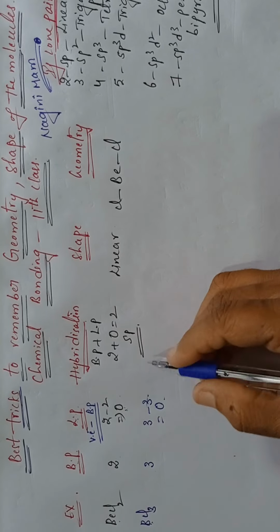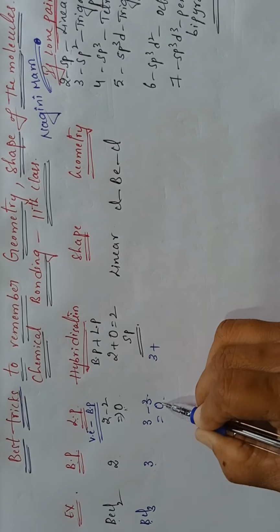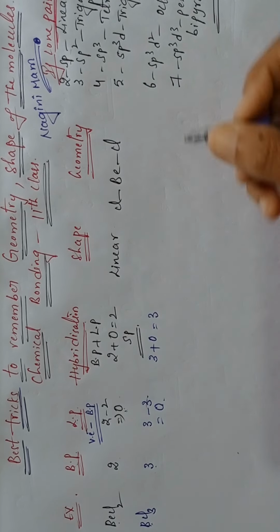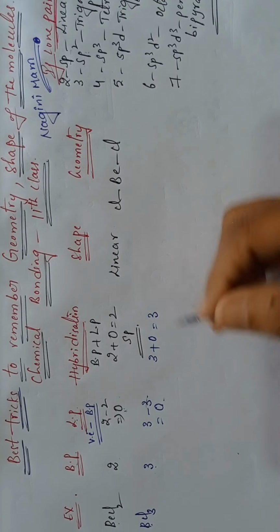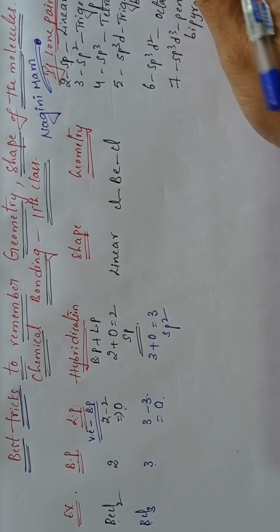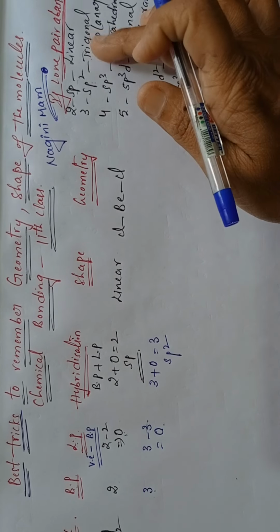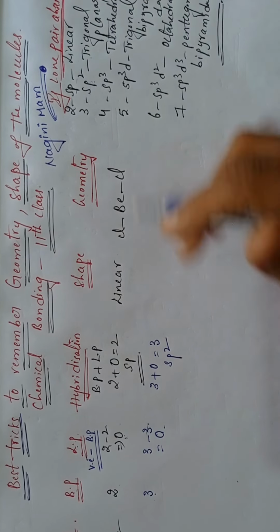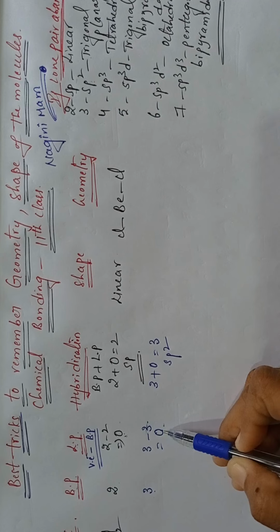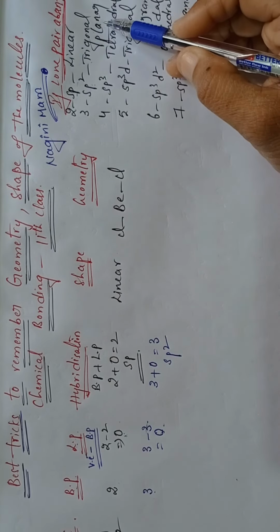Okay. Now hybridization, how to find it? Bond pairs plus lone pairs. Bond pairs 3, lone pairs 0. 3 plus 0, 3. 3 means which hybridization I told you? Sp2 hybridization. Sp2 hybridization, which shape, students? Which shape I told you? Trigonal planar shape. Clear? Trigonal planar shape, because here lone pair is absent. If lone pair is absent, this shape is fixed.